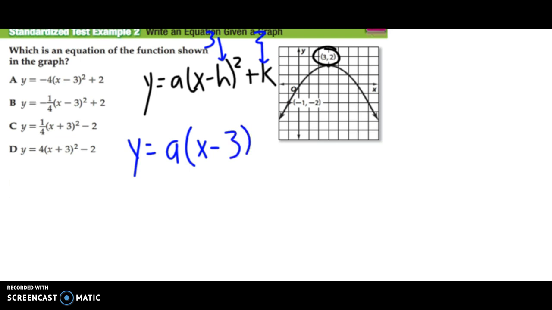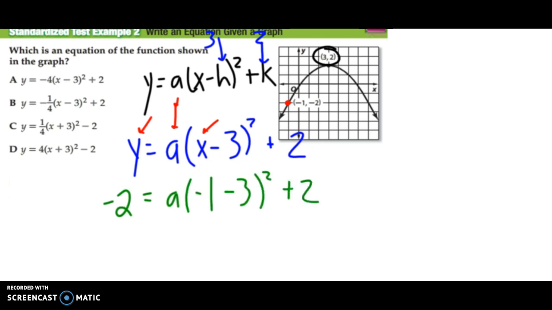So I write it like this: y is equal to a times the quantity x minus 3 squared plus 2. Now the important thing is you notice that it is minus h, and then plus 2. Now how can I figure out what a is? Well, luckily, we have another point on our graph, -1, -2. And so what I can do is input -1 in for x, and -2 in for y, and that'll help me solve for a. So let's do that real quick.